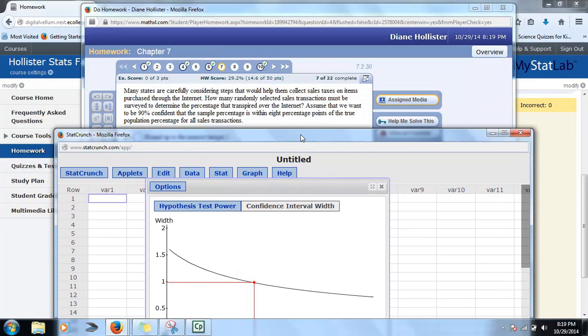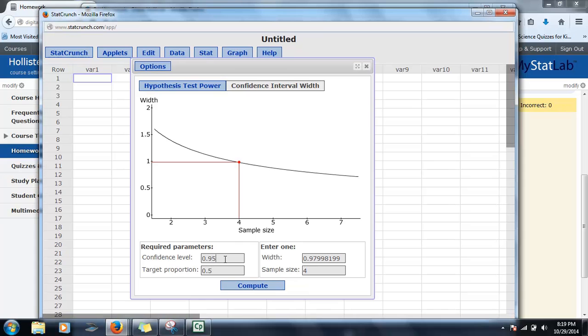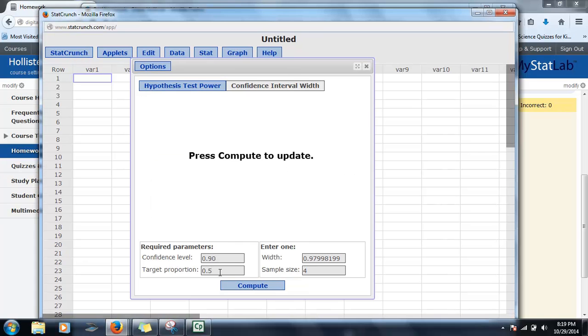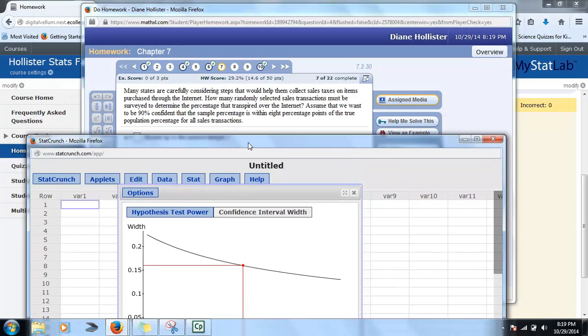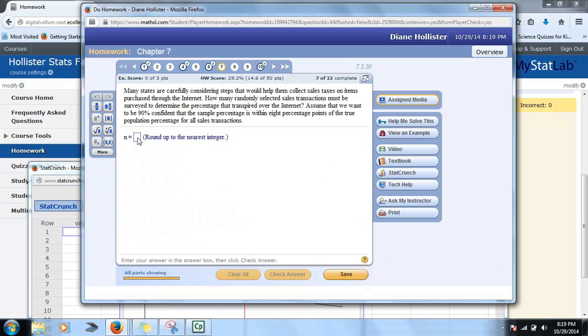Now we're going to return to the problem. We want to be 90% confident and we want to be within 8 percentage points. So we're going to change this to 90%. We're going to leave the target proportion at 50% because no prior data has been given to us indicating any other samples have been done. And we're going to change the width to 16% because it's 8% either way. Click compute and we get 106. That indicates that the sample size that we should use is 106, and we can go ahead and check our work.